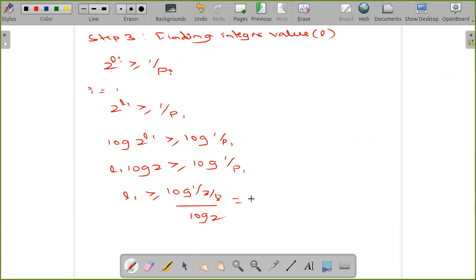What is this value now? Do it fast. 1.4150. Is that so? Yes. 1.4150. Very good.